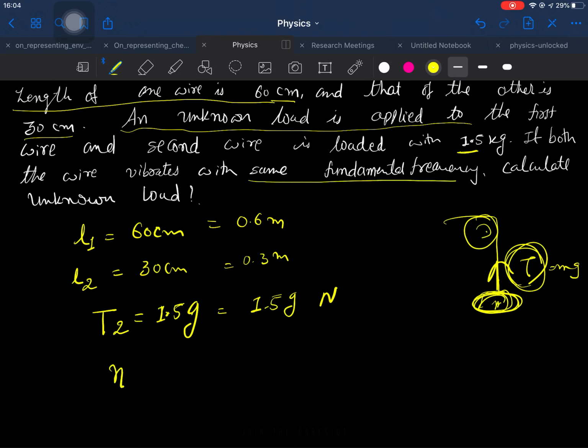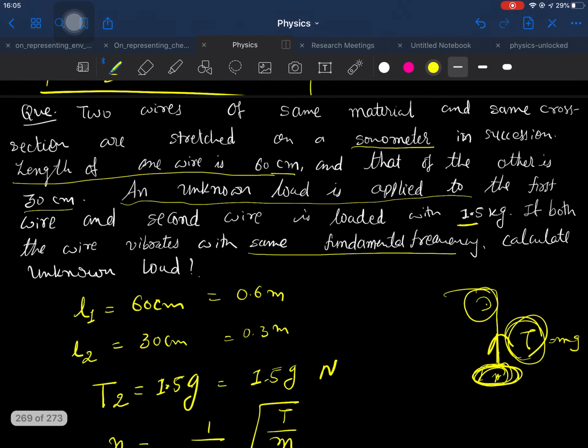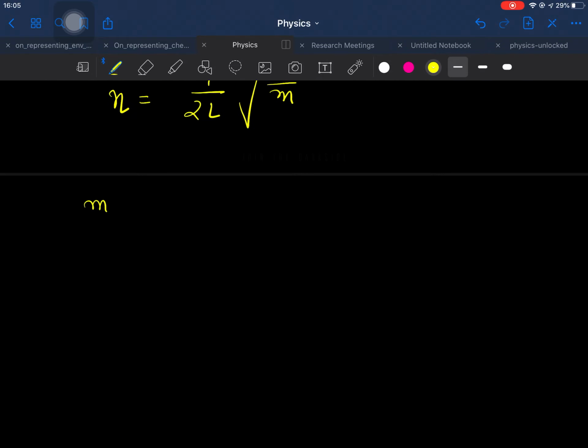So all I need to do is, what is the fundamental frequency? Fundamental frequency is 1 by 2L root of T by M. Correct? Now the condition for the mass. They have already mentioned that two wires are of the same material, so the mass will be the same, and the same cross section area. So I can pretend that M1 is equal to M2 is equal to M, and frequency is also the same for both of them. Okay, because actually it is the same connected string, correct?